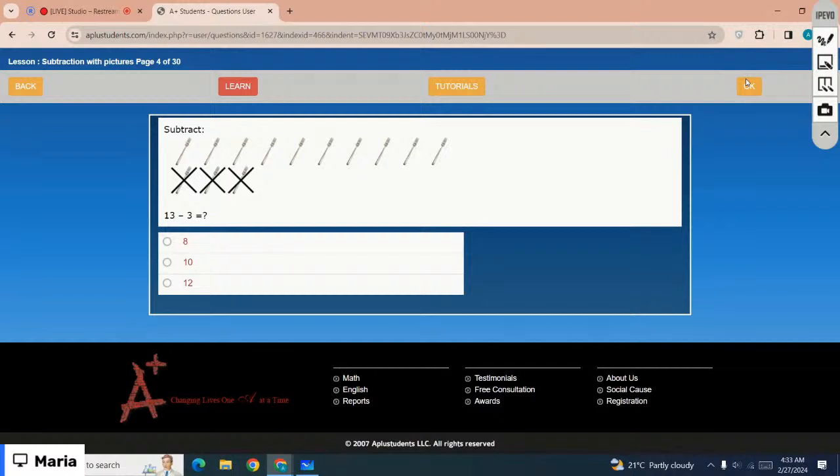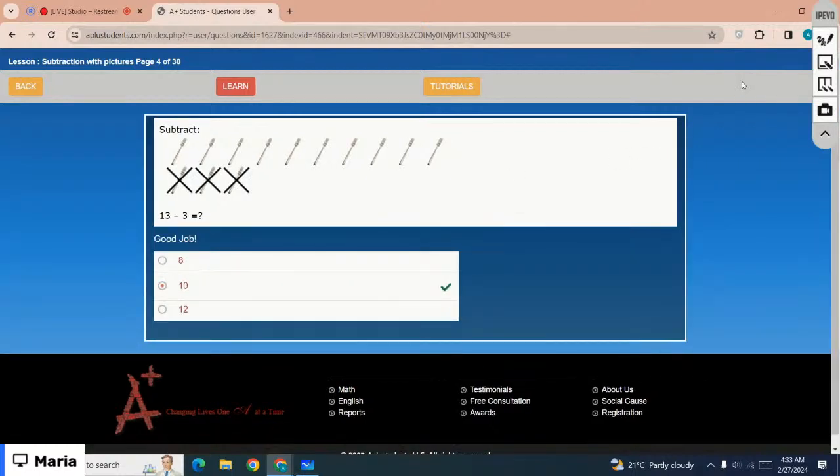Yes, the correct option is 10. 17, take away 3 is 10. Option number 2 is the correct option.